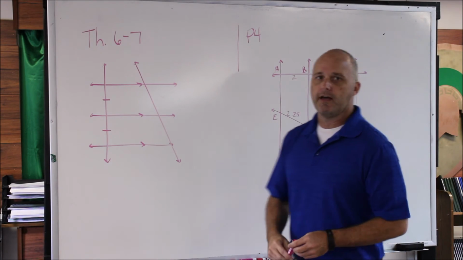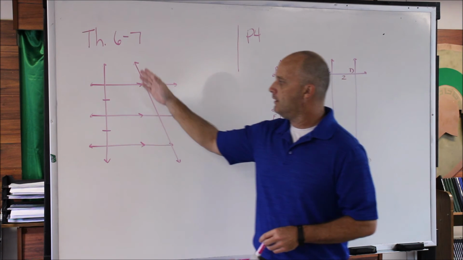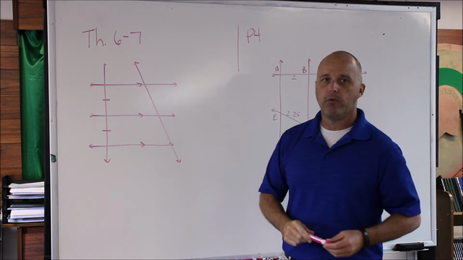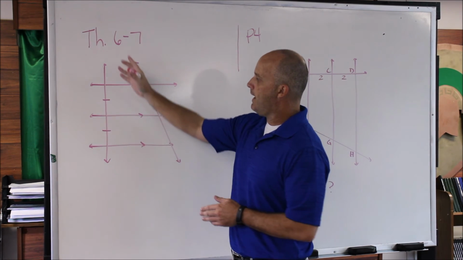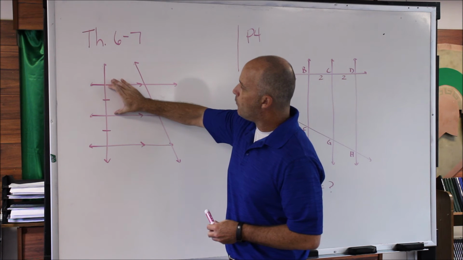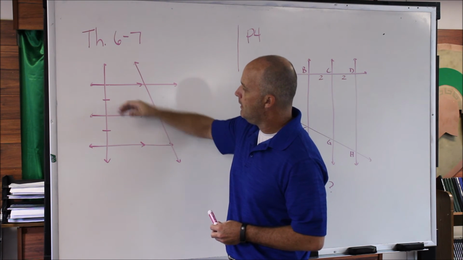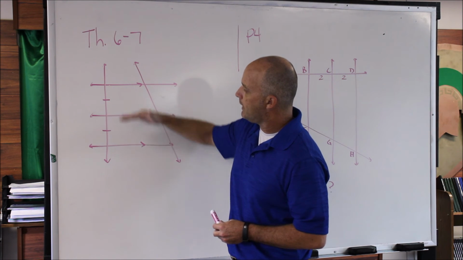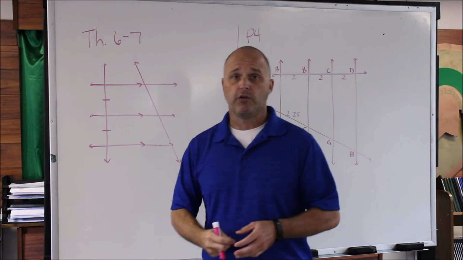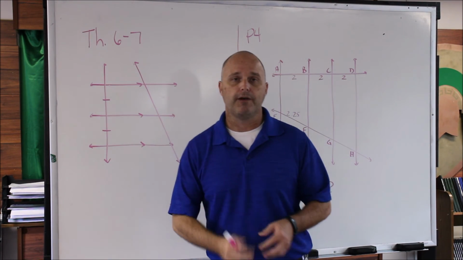In Theorem 6.7, what we're given is 3 parallel lines that are then transversed by this line and by this line. And then what we're told is that when we have this transversal here, the segment that runs in between the first and the second parallel line, and the segment that runs between the second and the third parallel line, they are congruent. So what this means is that these lines are not just parallel, they're also equidistant from each other.